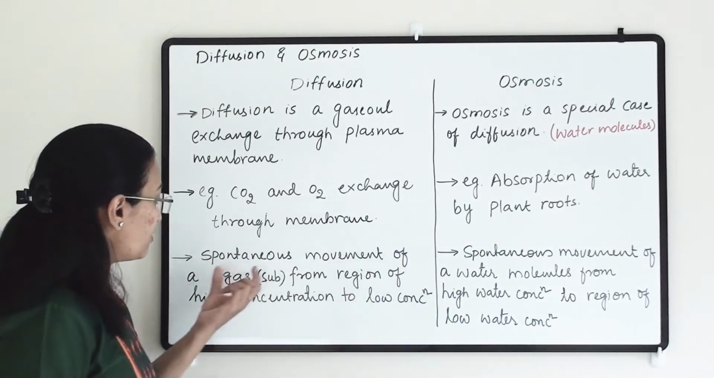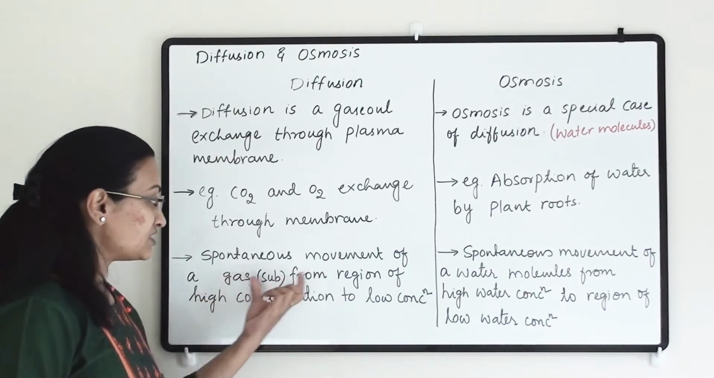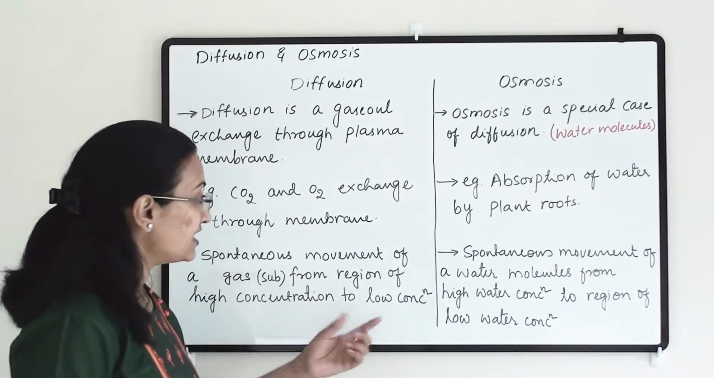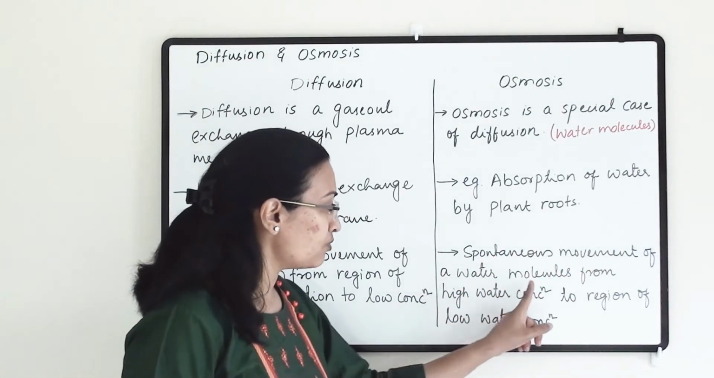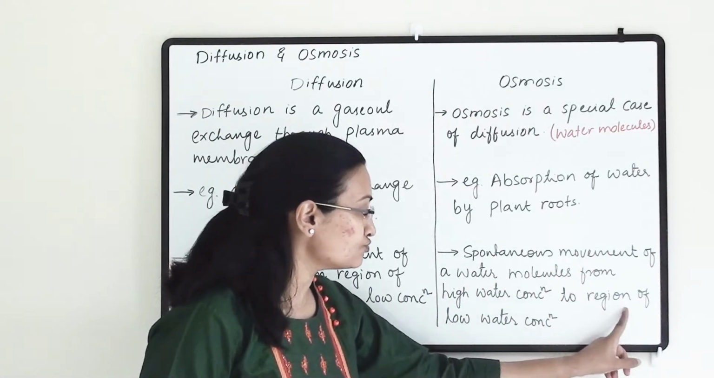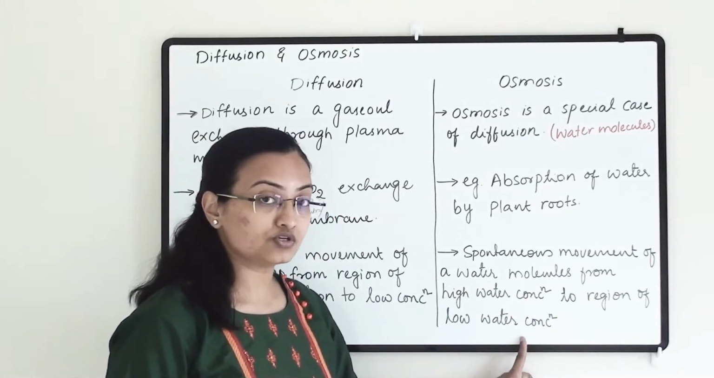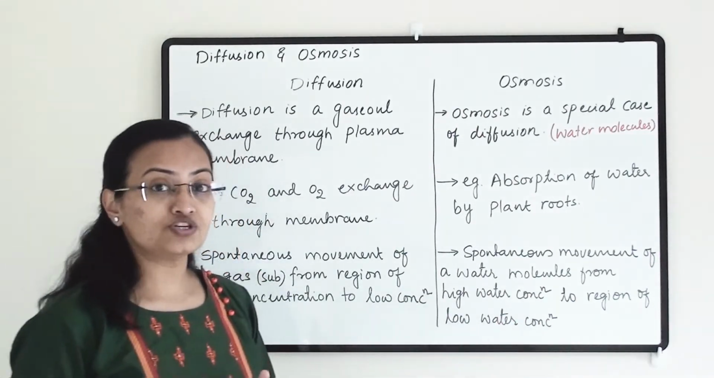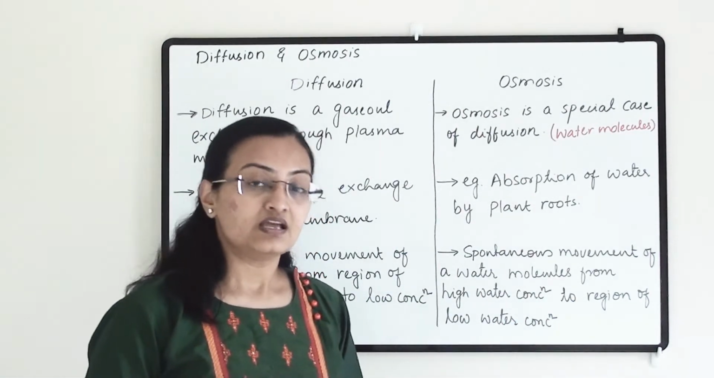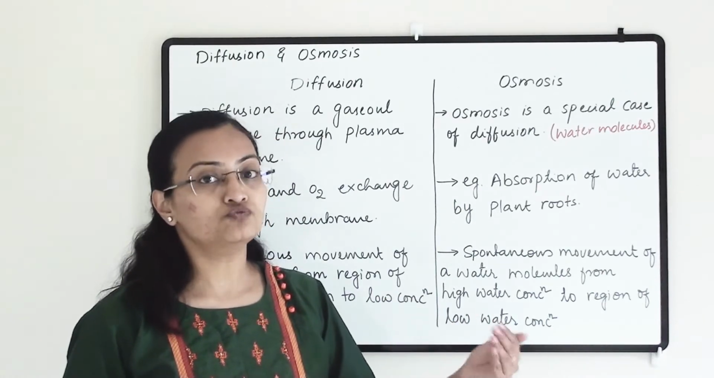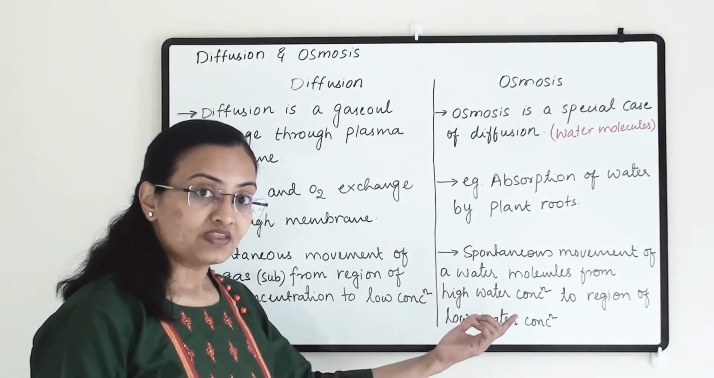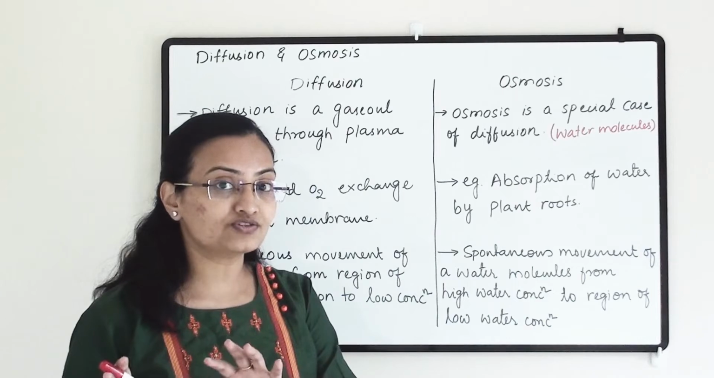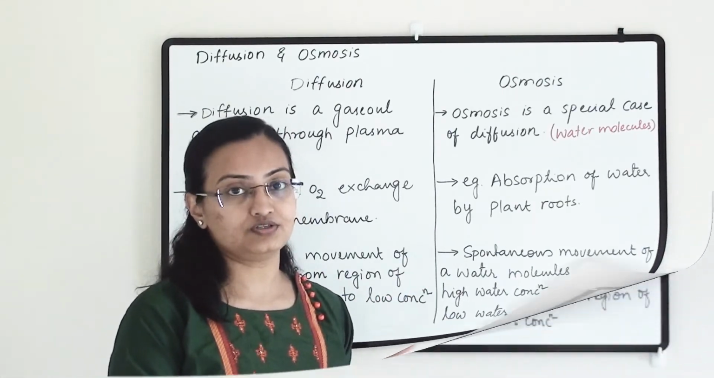The spontaneous movement of gases or any substance from a region of high concentration to low concentration is known as diffusion, whereas the spontaneous movement of water molecules from high water concentration to a region of low water concentration until equilibrium is reached, that is known as osmosis. So diffusion is with respect to gases and osmosis is with respect to water molecules. But in both cases, the substance exchange is happening from a high concentration region to a low concentration region.